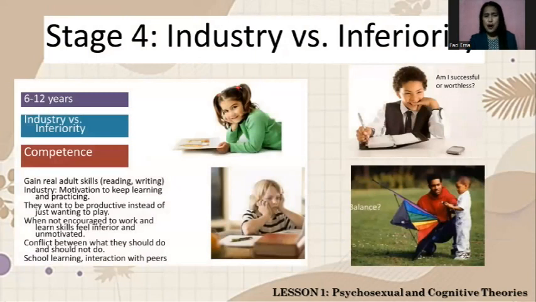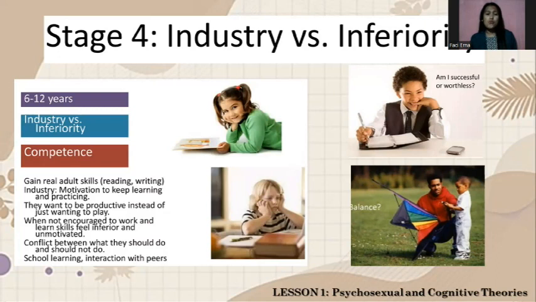And the next stage is industry versus inferiority. So this is from 6 to 12 years old. Industry versus inferiority. It's about confidence. They gain real adult skills, reading, writing. So the positive about industry is the motivation to keep learning and practice. So they are motivated to do more. They want to be productive instead of just wanting to play.